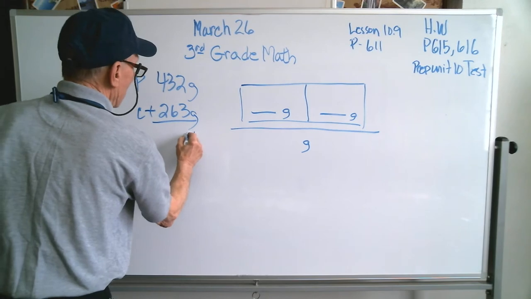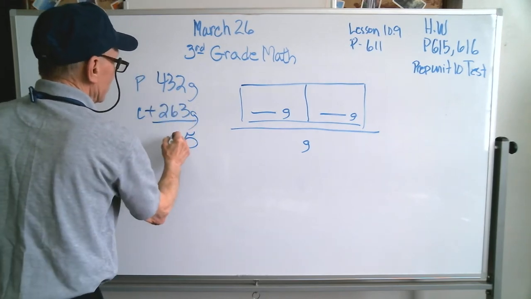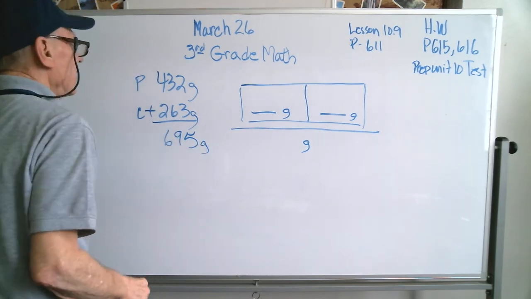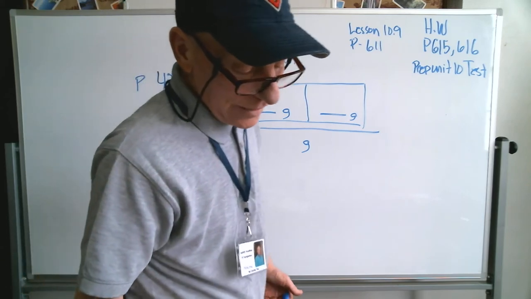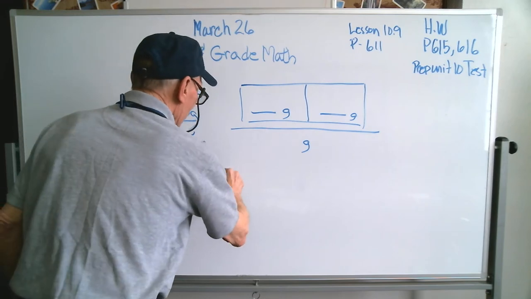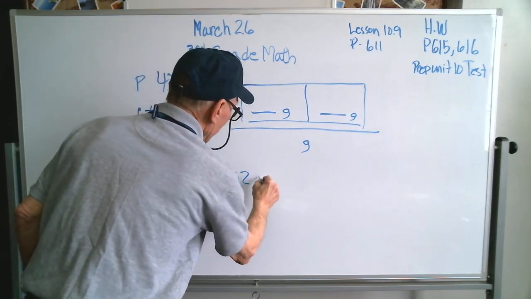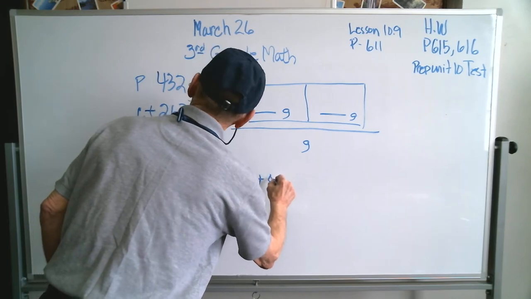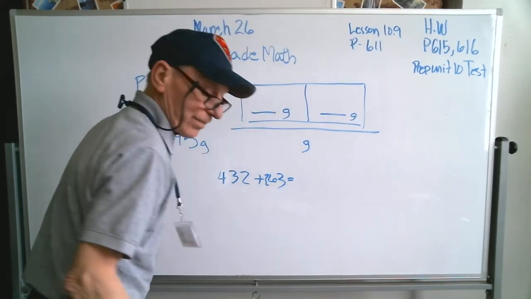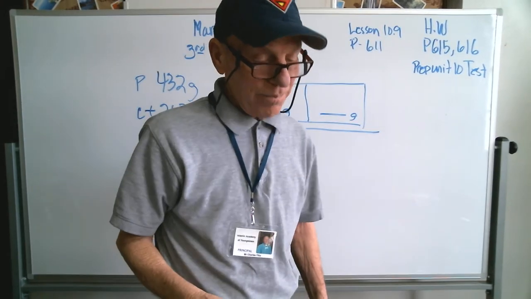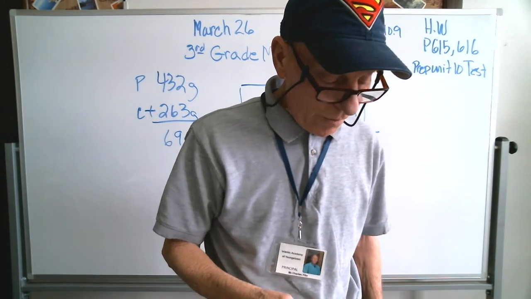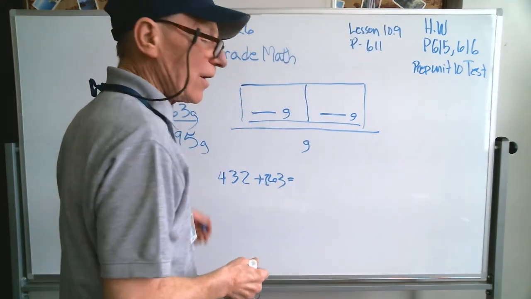We've got 5. 6 and 3 is 9. 4 and 2 is 6. Don't forget the label. 695 grams. Okay, so that's our total. So in order to write that as a problem, it would be 432 plus 263 equals. Now it's a math sentence, an equation. We need to find an answer. So both bags have a total mass of 695 grams.